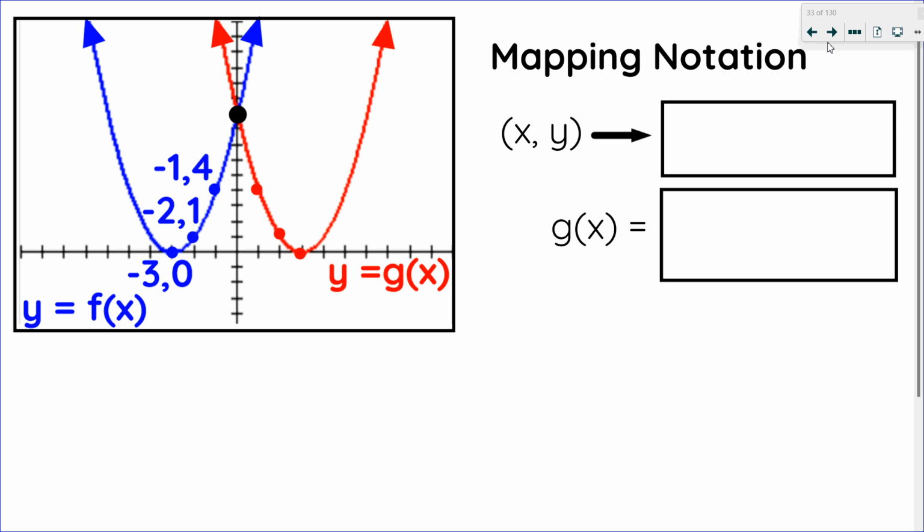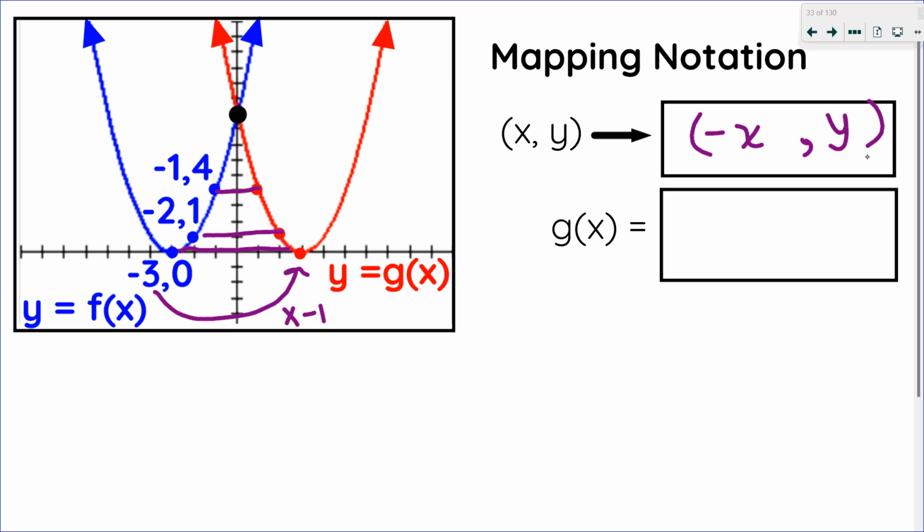So I can see that all of my y values are lining up. They're staying the same. What is changing is the x values. They are going from negative to positive. To go from negative to positive, I am multiplying by -1. So -1 times x. There is my mapping notation.